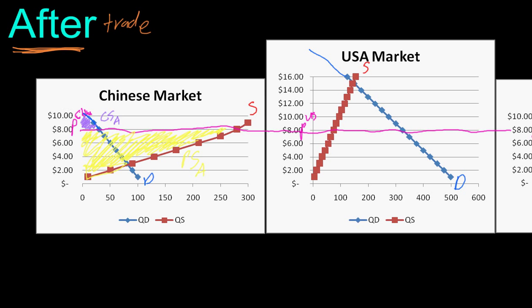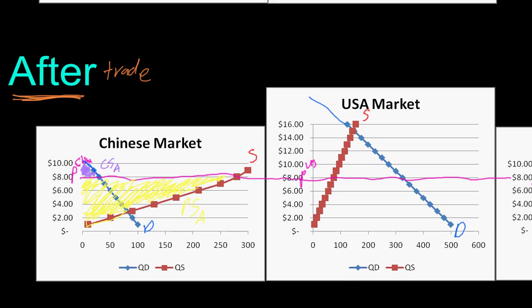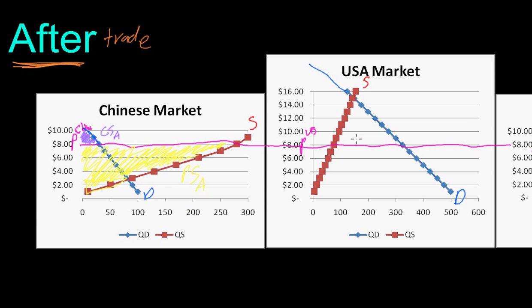So then in America, we did green and orange. In America now, the consumer surplus is going to be the area below the demand line and above price, which is this entire triangle. And the producer surplus is going to be the area above the red line, above supply, and below price, which will be this triangle. So we have American producer surplus after, and we have American consumer surplus after.